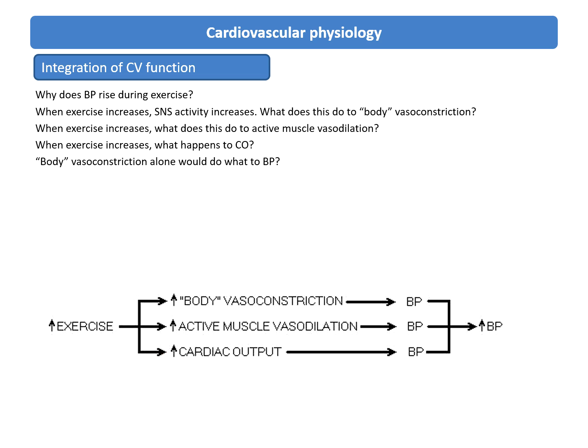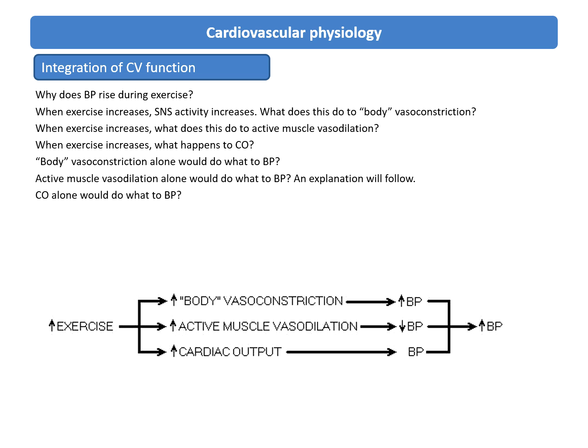Body vasoconstriction alone would do what to blood pressure if it was the only factor of the three? Well, it would increase blood pressure. Active muscle vasodilation by itself would do what to blood pressure? It would decrease blood pressure. Cardiac output alone would do what to blood pressure? It would increase blood pressure. Notice the two factors increase blood pressure and one factor decreases blood pressure.